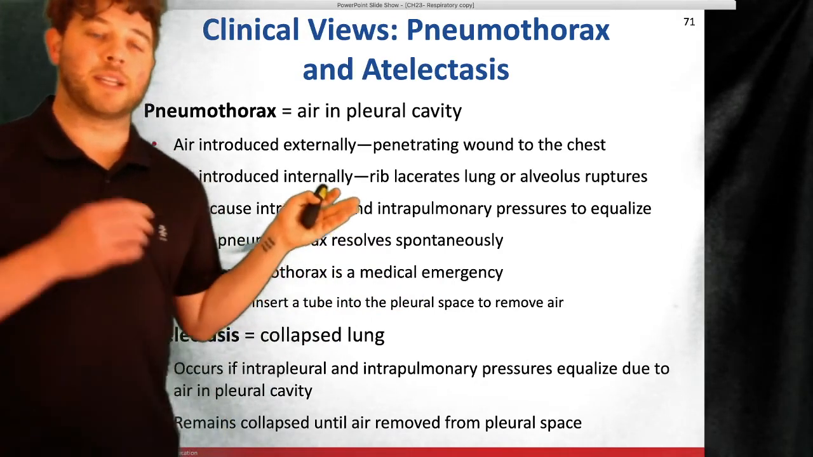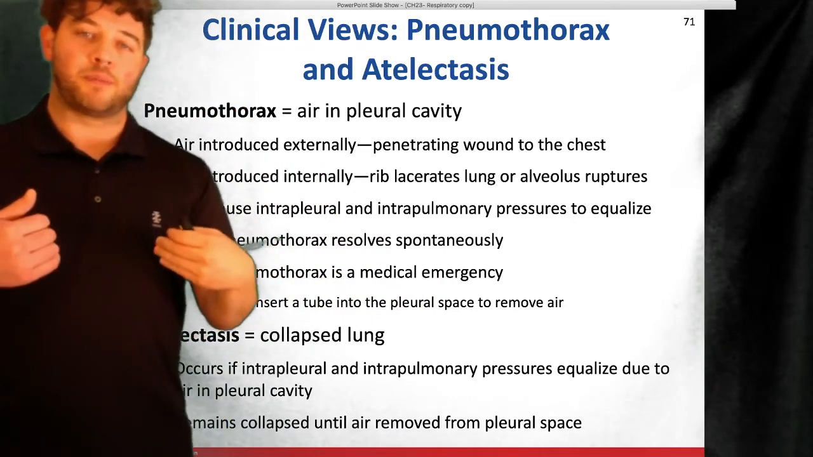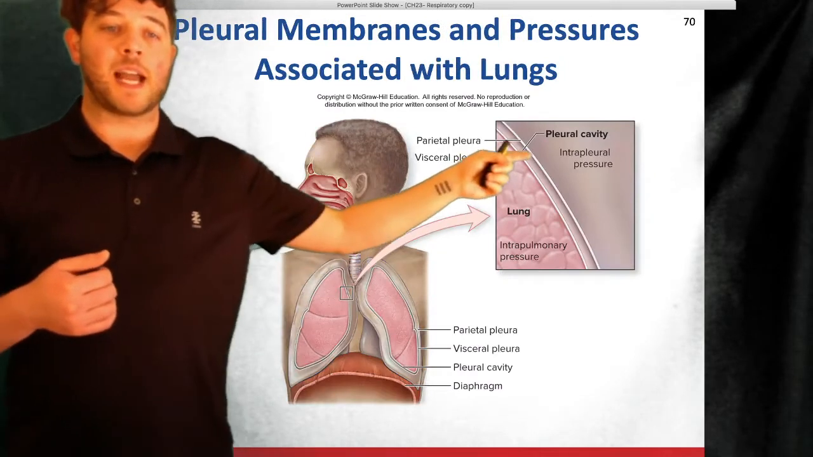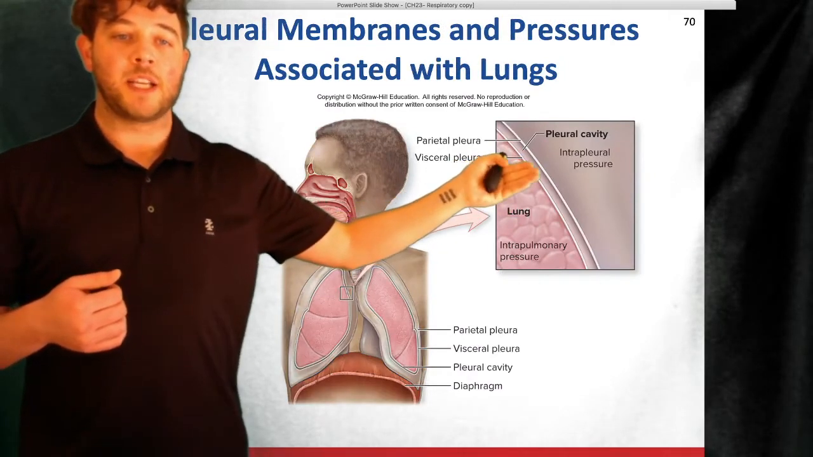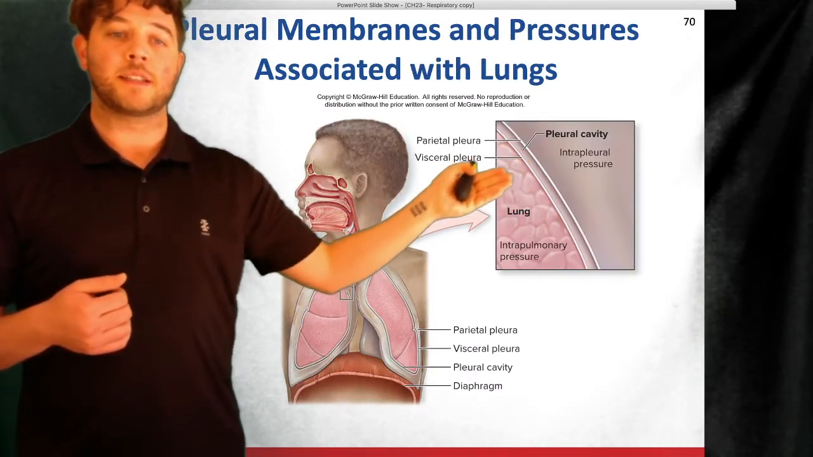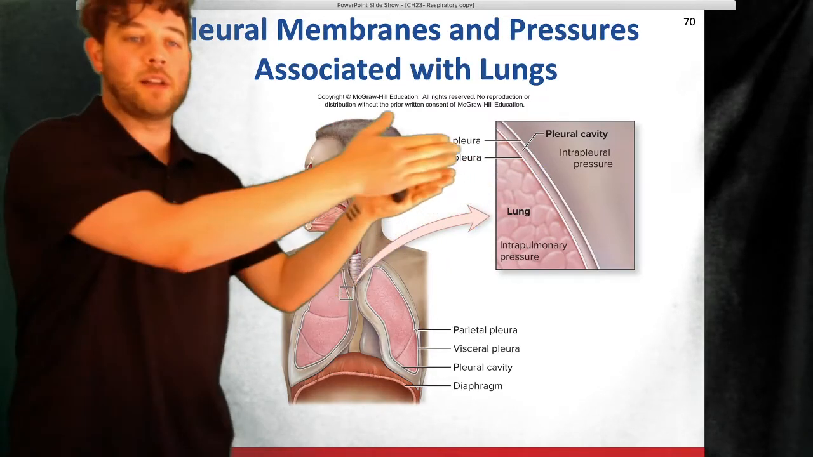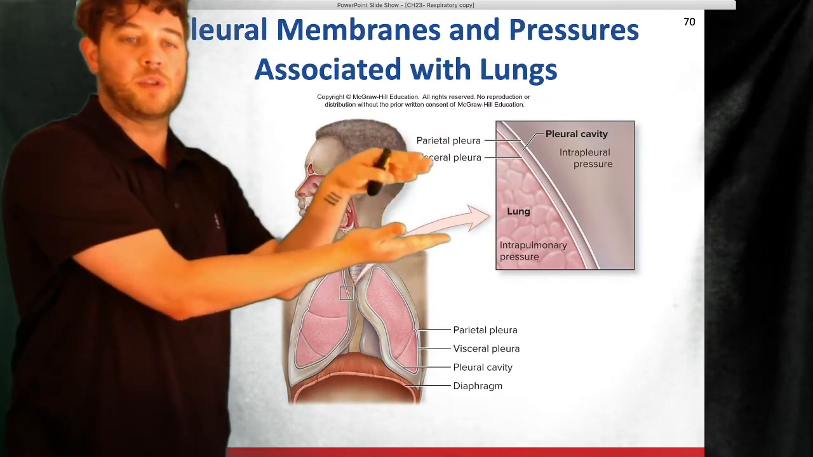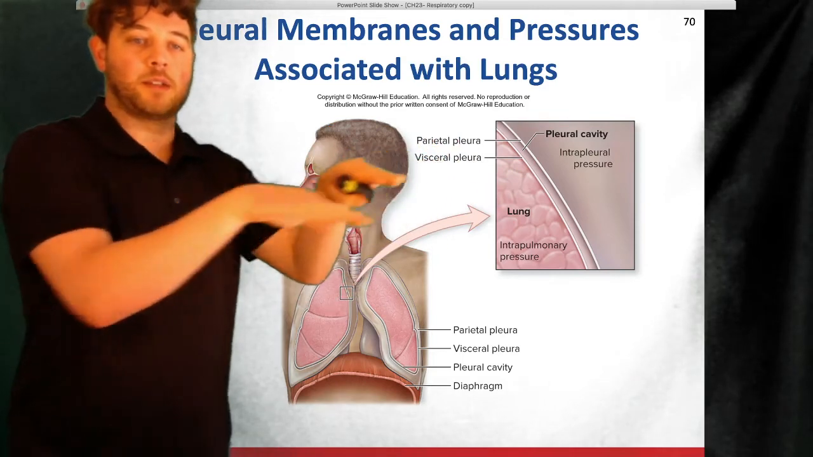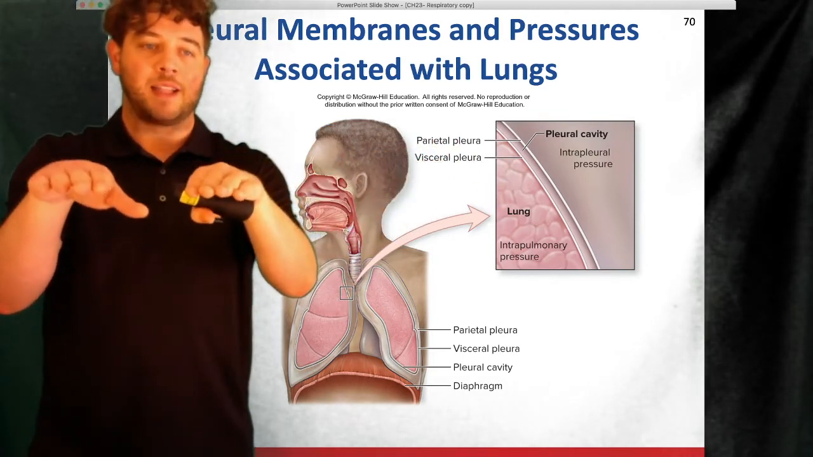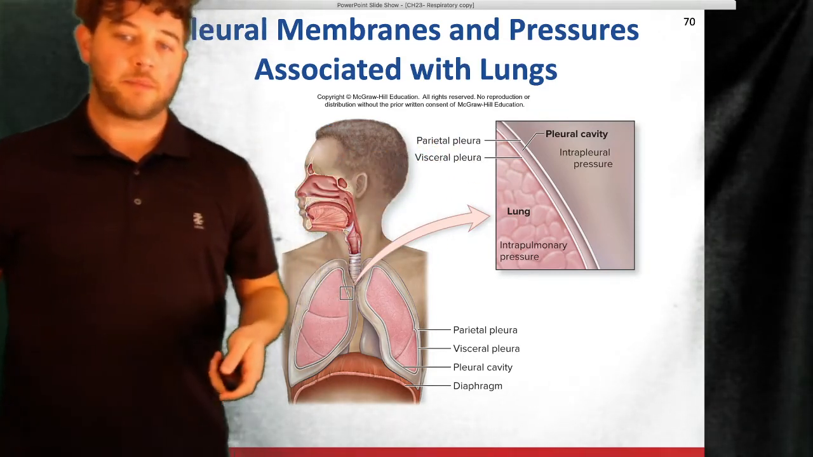So essentially what's happening is that you have air going into that pleural cavity. As air builds up inside this pleural cavity, it will start to push against the intrapulmonary pressure, and eventually, if the wound is large enough, they'll start to equalize and balance out, and then your lungs can collapse.